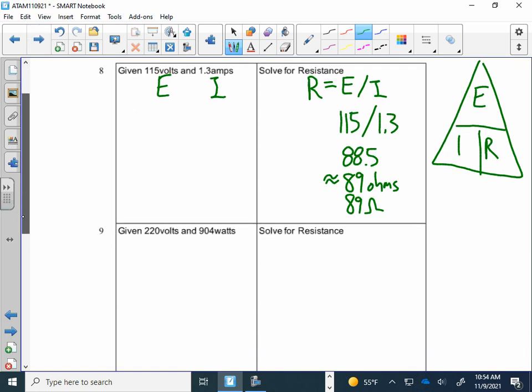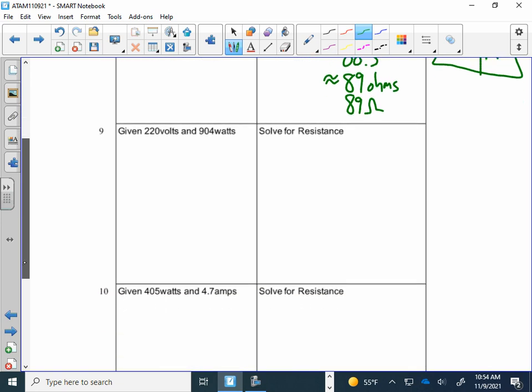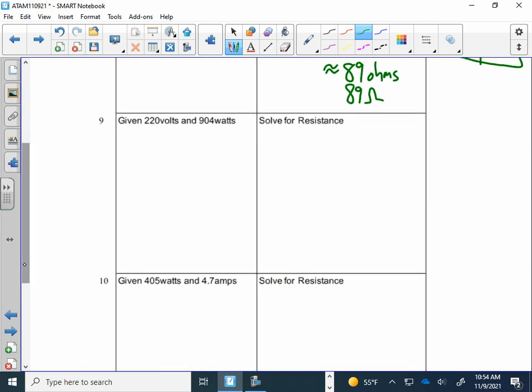All right. And number 9. Number 9 gets a bit more complicated, as life does. Assign your variables. 220 volts, so that'll be an E. 904 watts, so that'll be a P. And resistance will be an R. Do I have a triangle with E, P, and R in it? I do not. So I want you to ignore the resistance side for now.